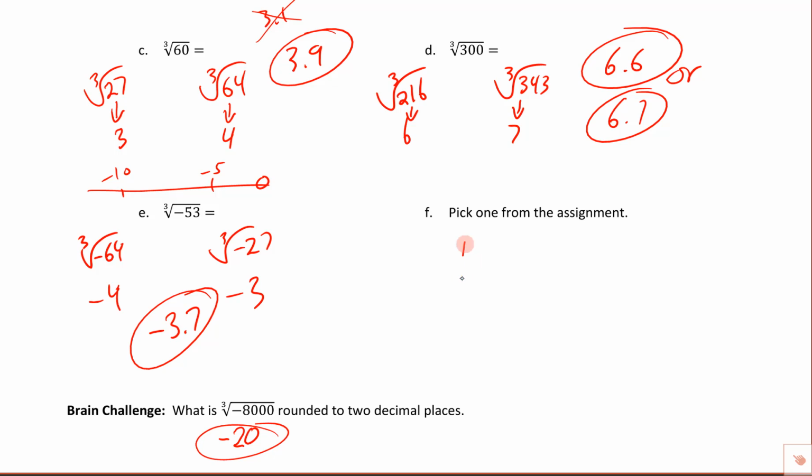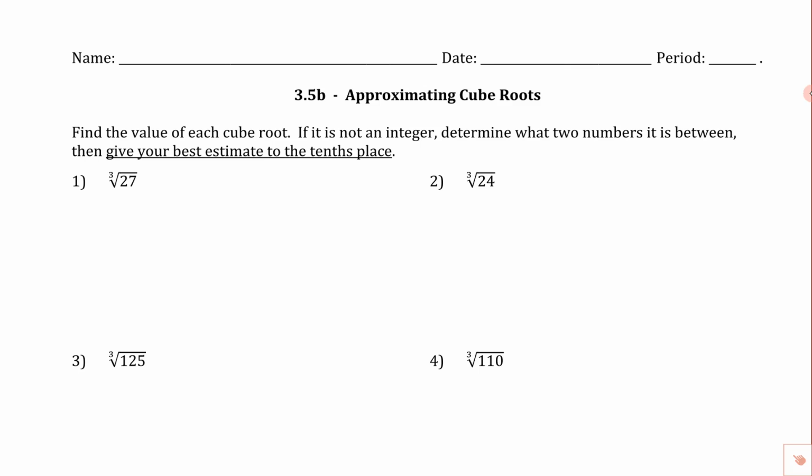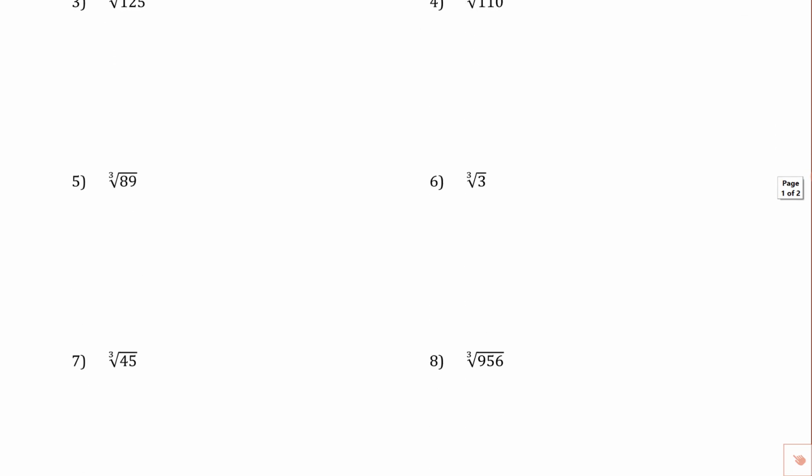So here's what we're going to do. We're going to take a look at number 6. So I'm going to flip over to this page right here, and we're going to take a look at number 6. Now again, notice the instructions on 3.5b. It says find the value of each cube root. If it is not an integer, determine what 2 numbers it's between, and then give your best estimate to the tens place.